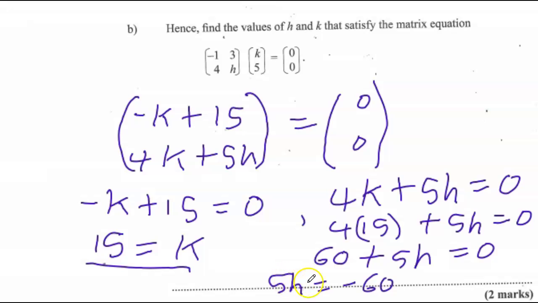And then to solve for h, you divide both sides by 5. So 5h divided by 5, that's h. And negative 60 divided by 5, that's negative 12. So divide both sides by 5, and you end up with that.